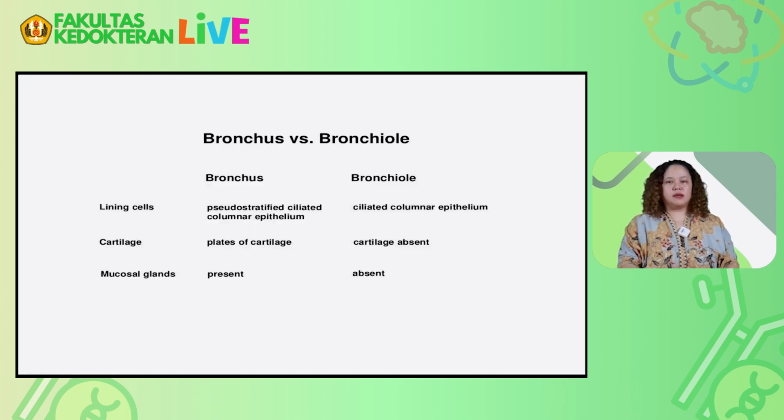Now, let's stop here for a while to summarize. So here are the tables that show the difference between the bronchus and bronchiole. The lining cell of the bronchus would be pseudostratified ciliated columnar epithelium, while at the bronchiole it would turn into ciliated columnar epithelium. The cartilage at the bronchus is plates of cartilage, whereas at the bronchiole the cartilage will be absent. The mucosal gland at the bronchus is present, but at the bronchiole it would be absent.